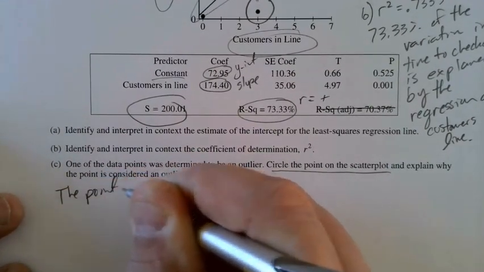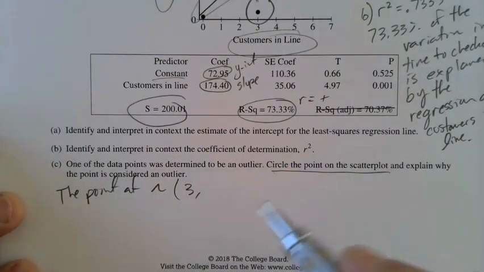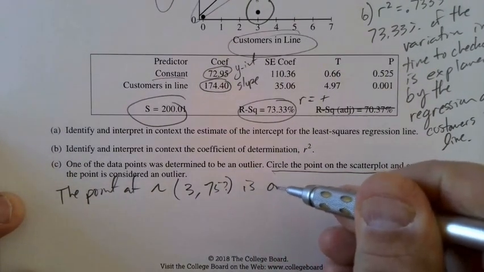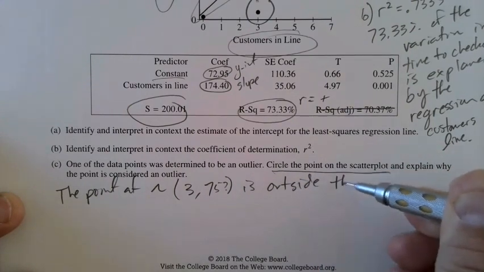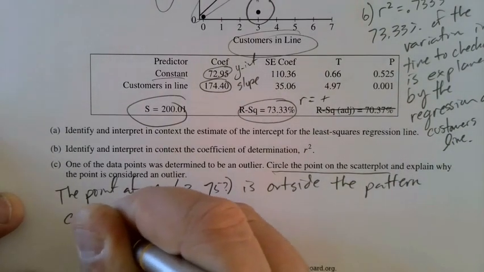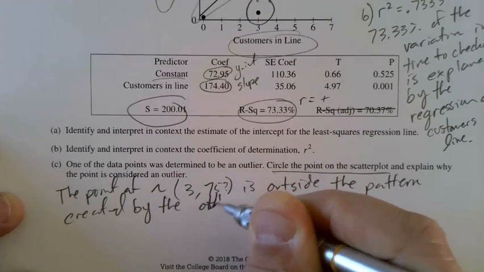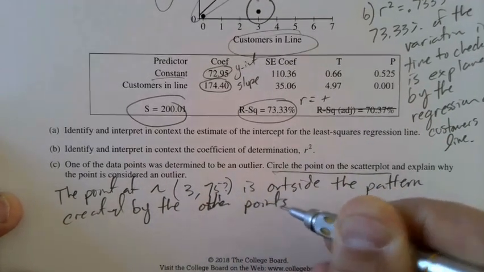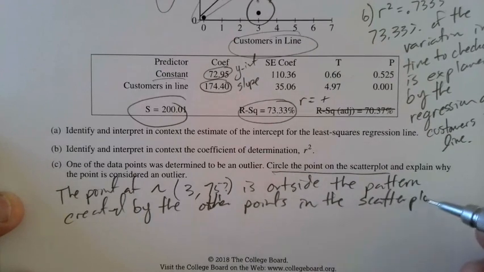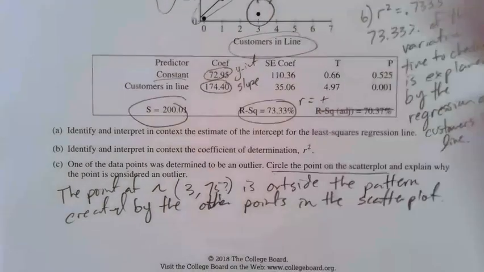The point at about 3 and maybe 75 is outside the pattern created by the other points in the scatter plot. Okay? Outliers are outliers in regression because they are outside the pattern created by the points.